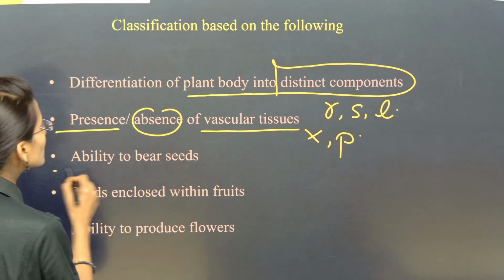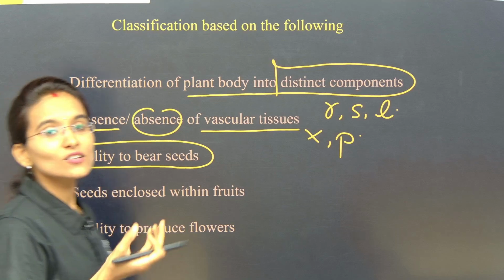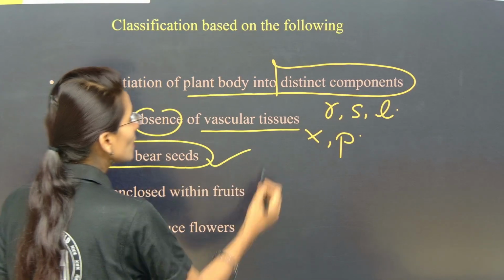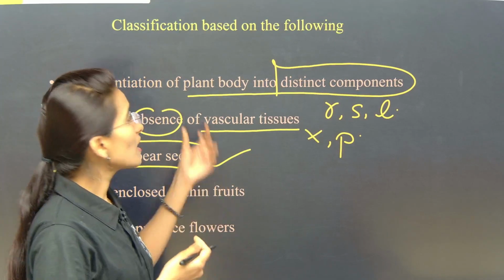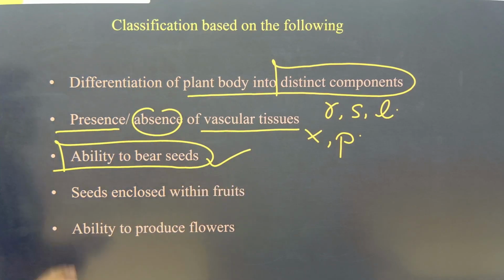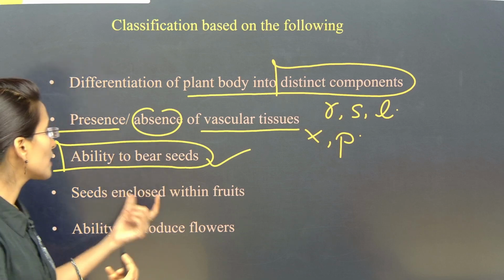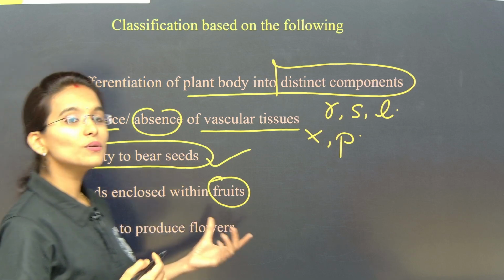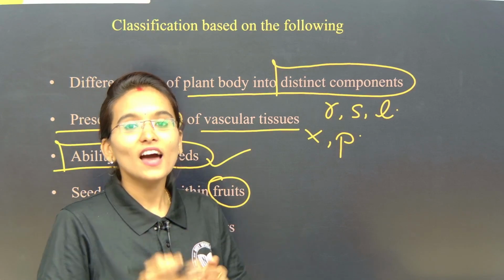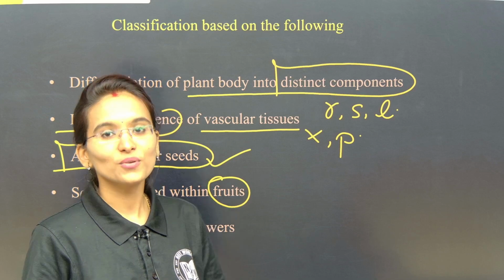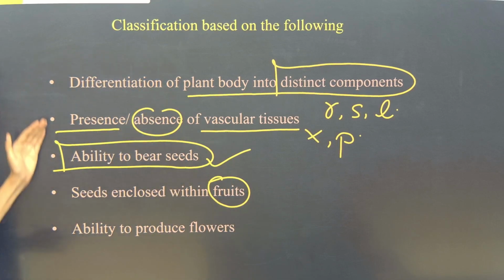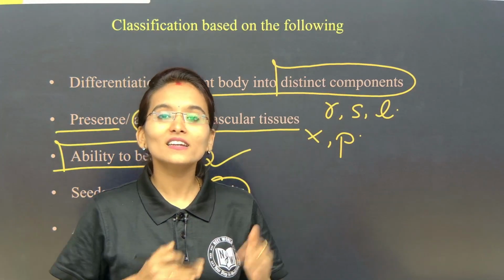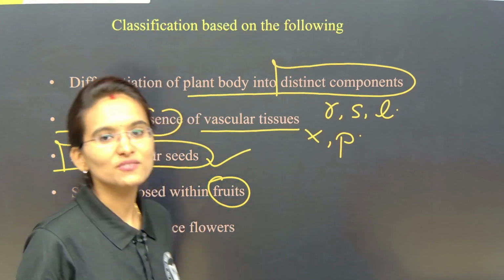And next one, whether the plants are going to produce seeds or not, whether they have the ability to produce seeds or not. This is one of the main characteristic features where the classification has been done. And next one, whether the seeds are going to be enclosed within fruits. And the next characteristic feature is whether they are going to produce flowers or not. So, these are the most important five characteristic features. Based on these only, Kingdom Plantae has been classified into subdivisions.